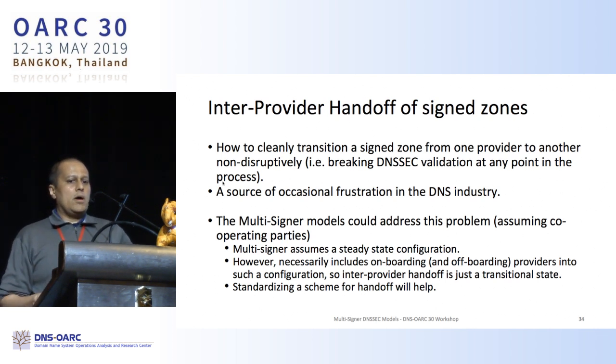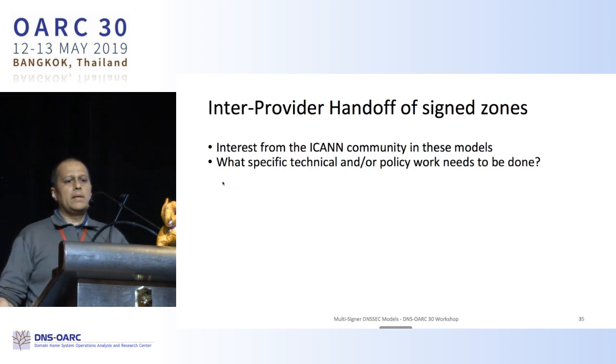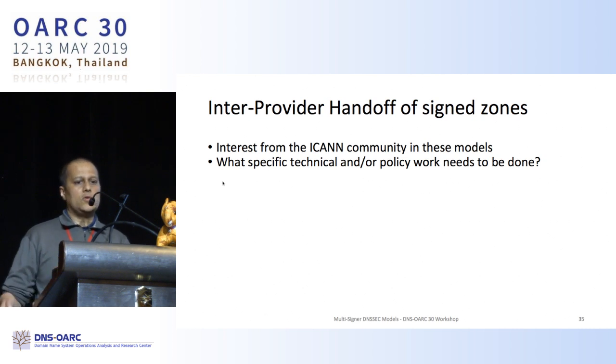So this problem is essentially just a transitional state of the more permanent multi-signer model. And standardizing a scheme will probably help. We have people from the ICANN community who have expressed interest in working with us to see if we can provide them with a kind of sanctioned solution to this problem. Of course, the technical piece is probably the easier part of that discussion. There's a lot of policy stuff involved. So if anyone knows anything about the situation in ICANN or wants to help us out with some of those discussions, feel free to get in touch with us and we'd be happy to chat in more detail.